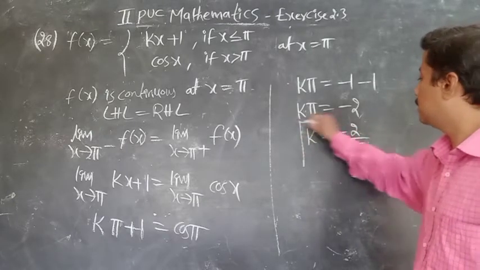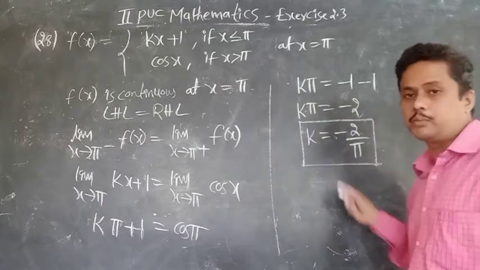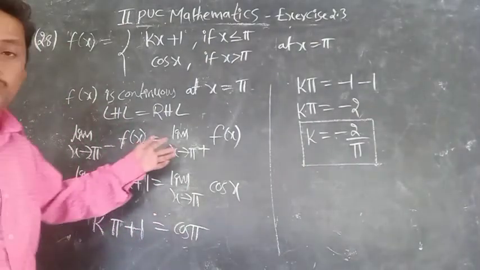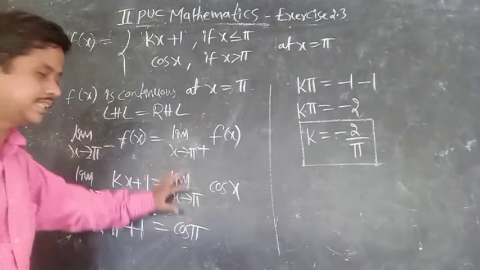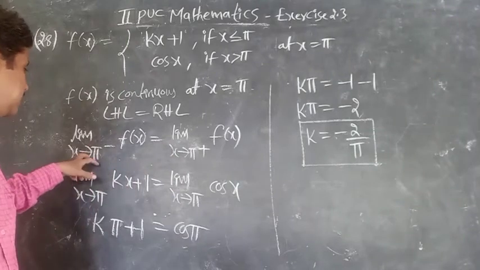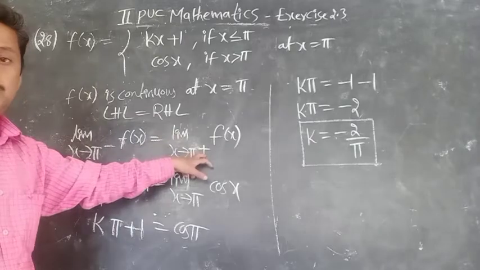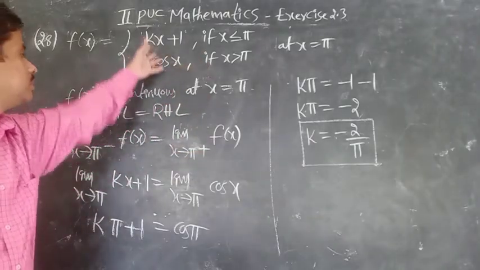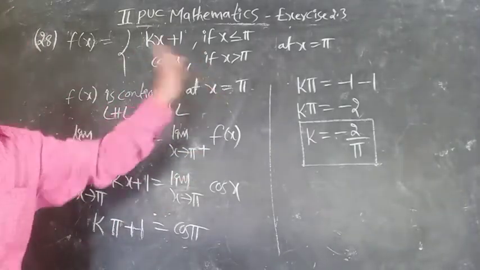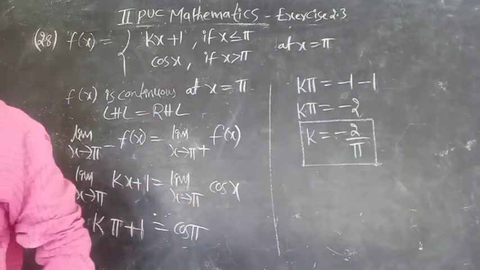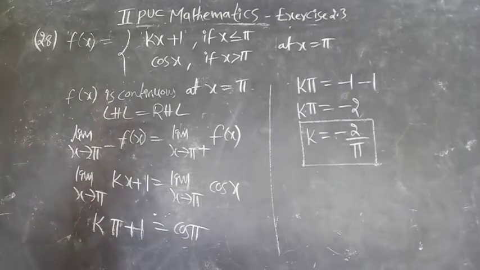So this is very important. This is also one of the important questions. It is given two to three times in the main examination. It is a 4 marks question, very easy. LHL: less than pi, RHL: pi plus means greater than pi. Use the two functions, substitute the value and calculate the k value. That's it, very easy problems. Next we'll move to the next problem. Question number 28 is over. Next, 29.